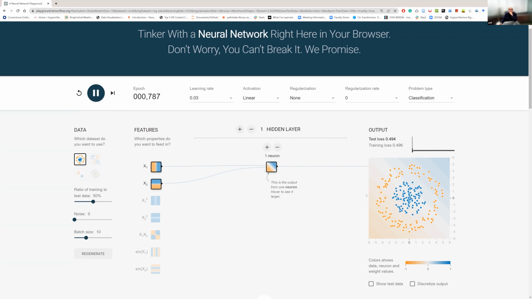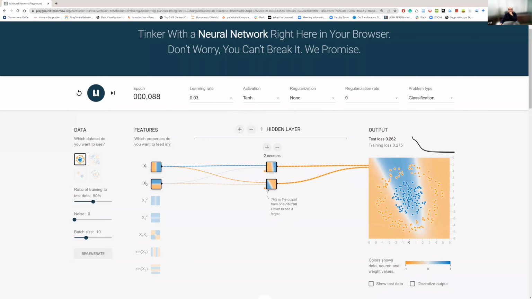So now what do you do? Well, let's add another neuron and try it again. And first of all, let's take an activation function. I'll just take tanh for the fun of it. Let's see. Any better?